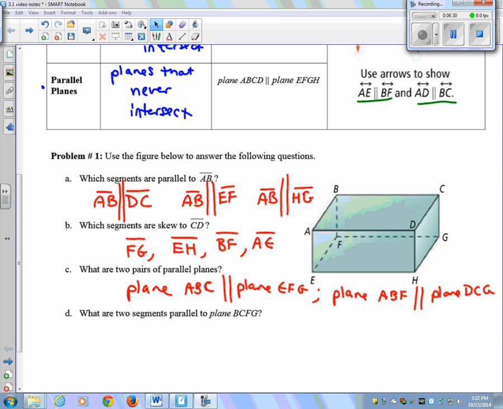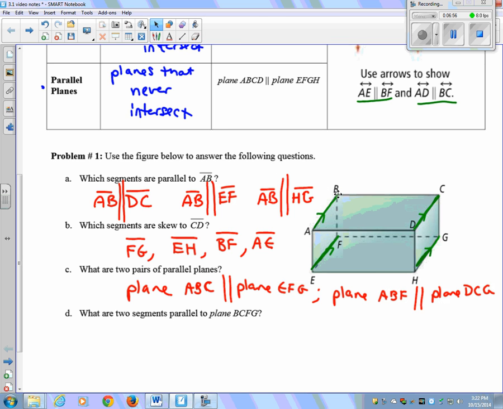Okay, so let's talk about the answers here. Which segments are parallel to AB? Well, AB would be parallel to DC, for example, EF, for example, and HG. So we could mark all of those parallel. That's it. Which segments are skew to CD?